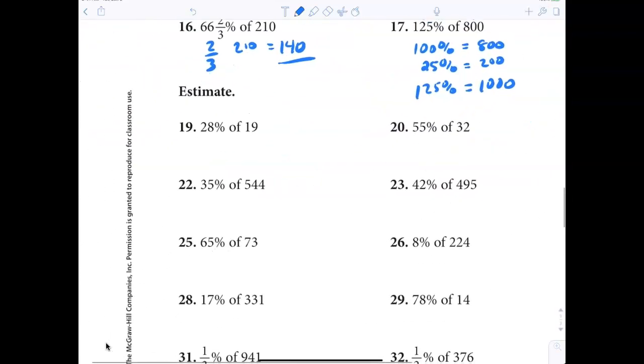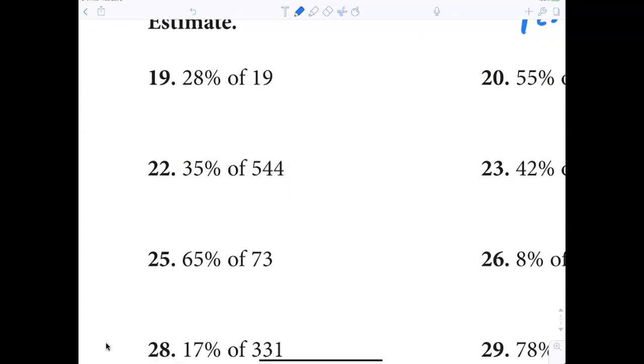All right. So now, Miss Brandeis, tell me about 19. What would we do? So, I think we would do 30%. 30%?